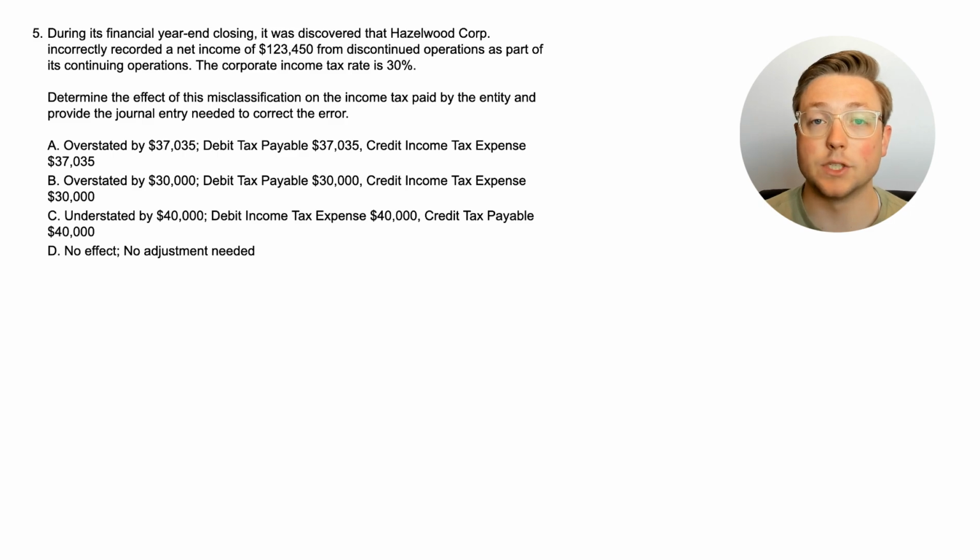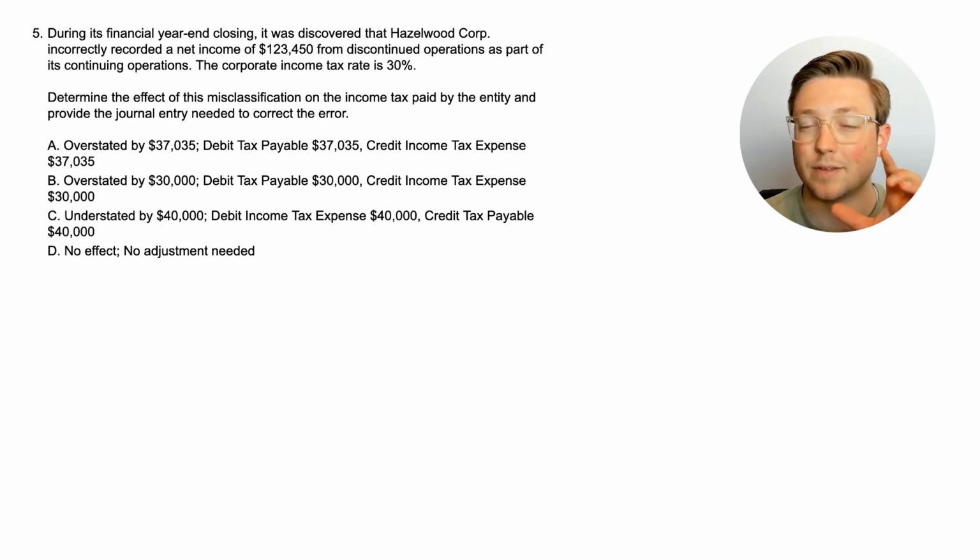All right, here we are at question 5. During its financial year-end closing, it was discovered that Hazelwood Corp. incorrectly recorded a net income of $123,450 from discontinued operations as part of its continuing operations. The corporate income tax rate is 30%. Determine the effect of this misclassification on the income tax paid by the entity and provide the journal entry needed to correct the error. So again, this is a discontinued operation that was recorded in the continuing operations.